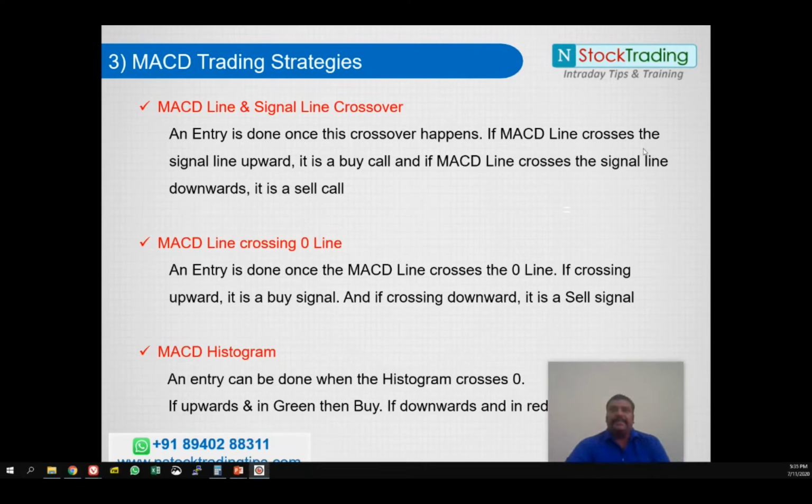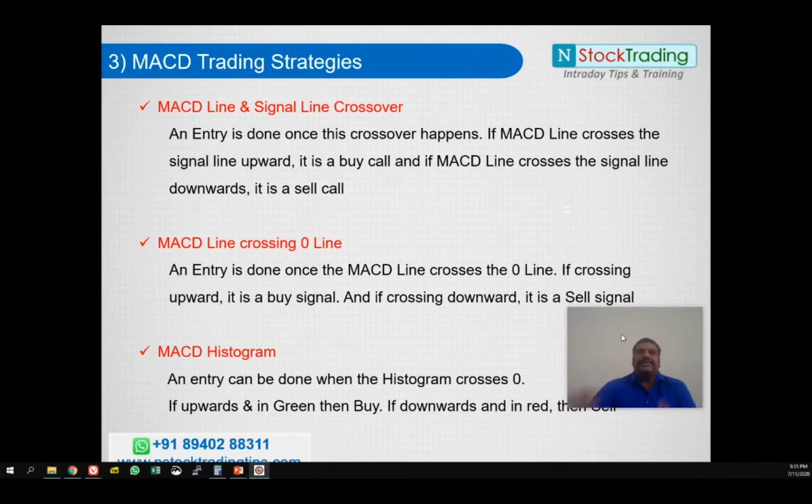All right, now I showed you what MACD was and the different parts: two lines, a single line in the middle, and then the histogram. So there are multiple ways and strategies of trading using MACD. First of all, I showed you the two lines, which are the red and white in this case. So every time there is a crossover between these two lines, there is an entry. If the line crosses upward, it's a buy call, and if the line crosses the signal line downwards, it's a sell call. Let's see this.